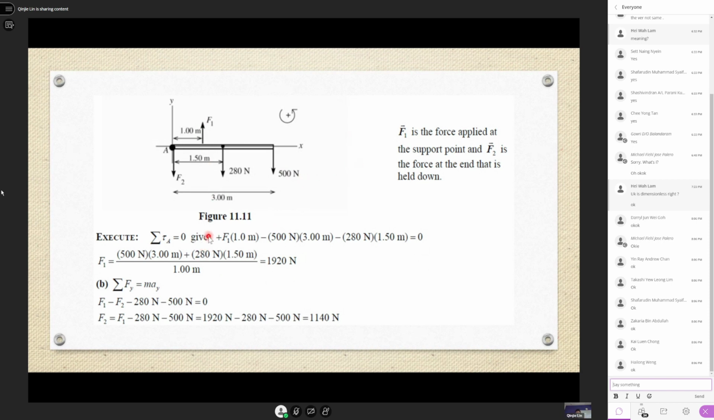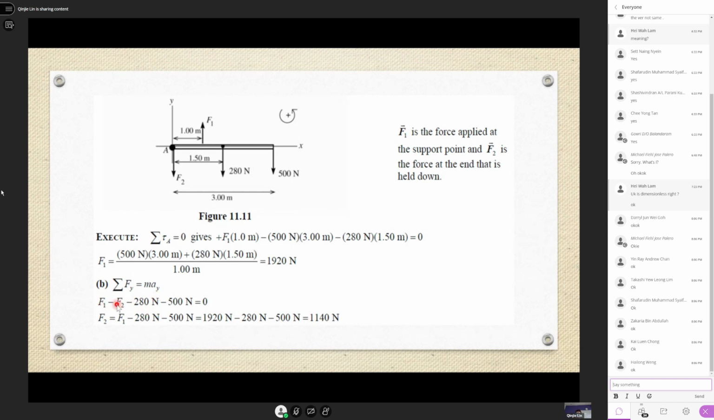Okay, so then you continue trying to solve for F2, right? You will take summation of forces. In this case, all the forces are in the Y direction, right? So you take summation of forces in the Y direction. Basically, F equals MA, but A is 0.